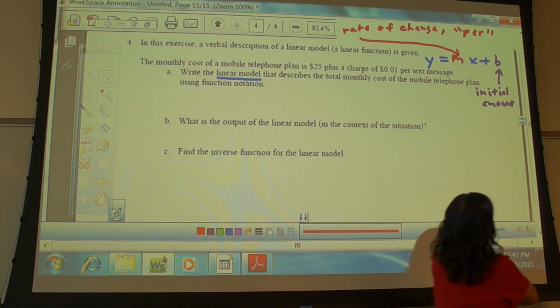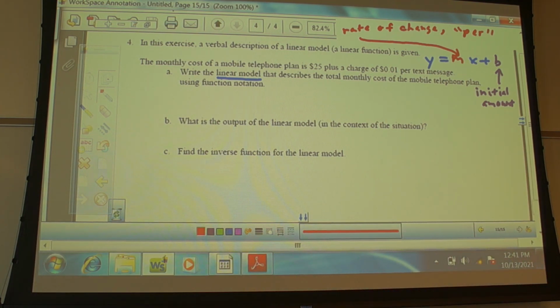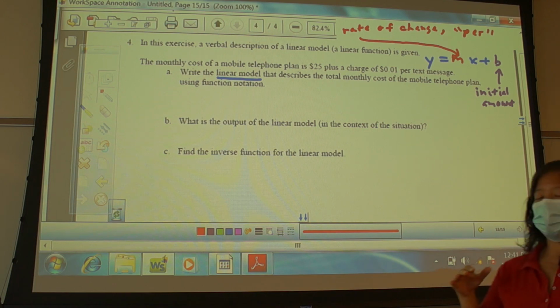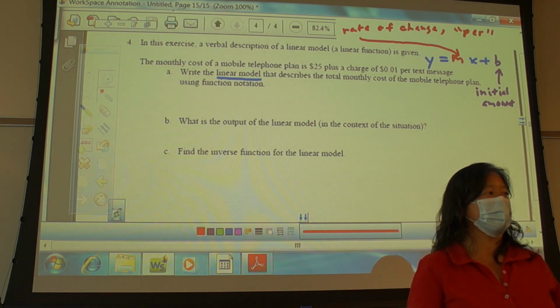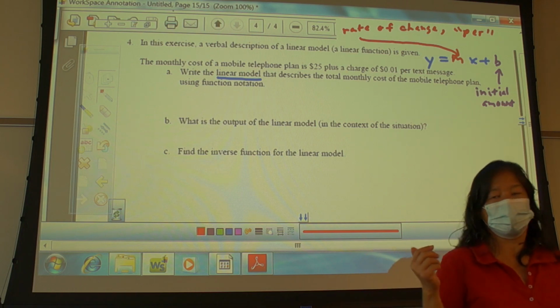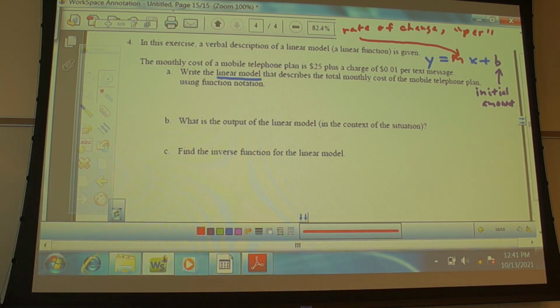So if you have a mobile phone, is there an initial cost you pay no matter what? What's my initial cost? 25. Yeah, 25. No matter what happens, I have to pay 25 bucks. Everybody on board with that? So the month starts off, boom, I'm paying 25 bucks no matter what. That's my initial amount. So my initial amount is $25. Is that my M or my B? Yep, that's my B. Everybody okay with that part?